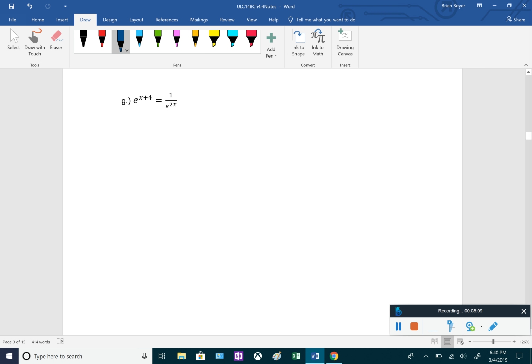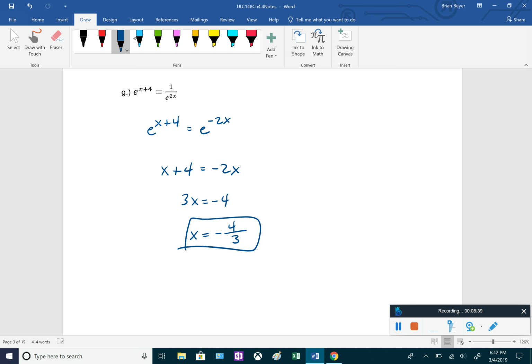And one more. e to the (x plus 4) equals 1 over e to the 2x. Same thing that we just did. We have to pull a little trick and rewrite this as e to the negative 2x. We get common bases, equate those exponents. Hopefully it's looking pretty repetitive at this point. I'll add 2x to both sides and get 3x on the left, subtract 4, 3x equals negative 4. Divide both sides by 3. We get x equals negative 4/3.